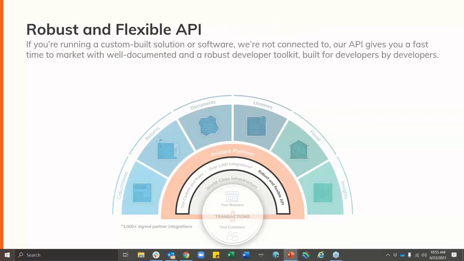But last, but not least, we have a robust and flexible API. So if you have a custom built solution that we don't have a pre-built integration to, our API gives a really fast time to market with great documentation and a robust developer toolkit. So in a nutshell, that's who we are and what we do as an automated solution. That is compliance with Avalara.